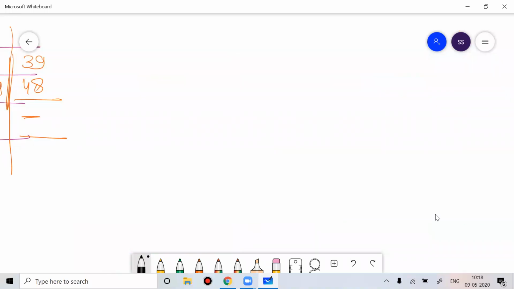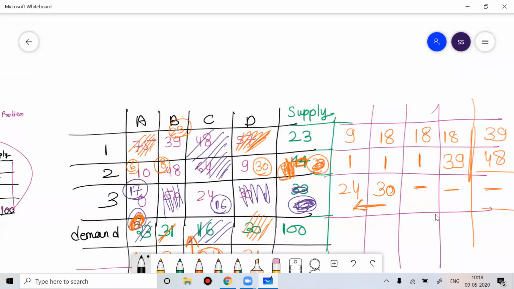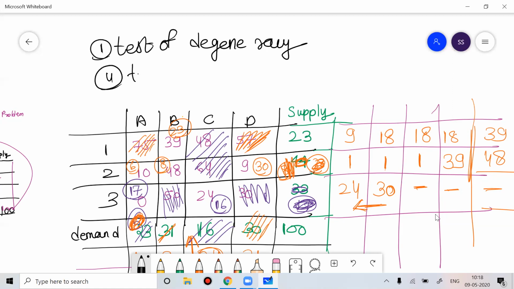So now you can spend time, guys. Now you can do two things. Do the test of degeneracy, and find the total cost. Do this work. You can do this every time. You can do the test of degeneracy and find the total cost. You can do that work, everyone. Every time you get a problem, do that.